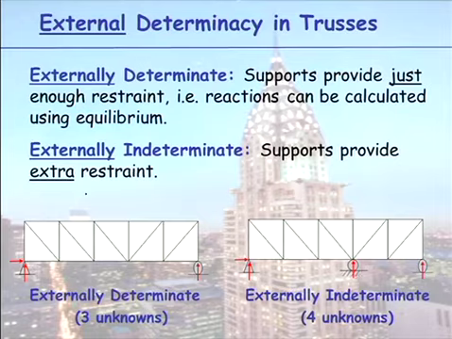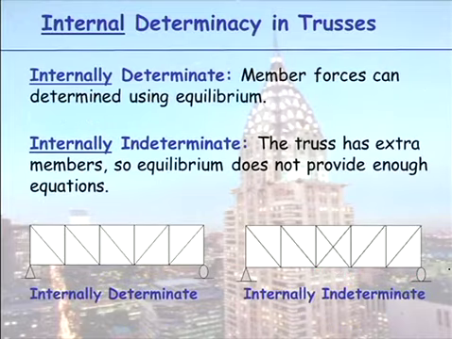So here on the left-hand side, we have 3 unknown reactions, so we can calculate those reactions. On the right-hand side here, we have 4 unknown reactions. We could not proceed. We'd say that was indeterminate, externally indeterminate. So we need our system to be externally determinate and also internally determinate. So what's the difference between internal determinacy and indeterminacy? If you have just enough members, if you have your members triangulated only once, this is an internally determinate system.